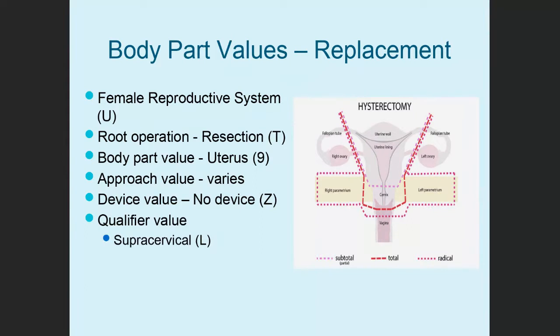So for hysterectomy procedures, the qualifier value indicates this was supracervical, only in the area above the cervix. So supracervical we have here. This is the cervix, this is the vagina, and so sometimes hysterectomy is here, sometimes it goes a little more, but in this case, the qualifier value says no, only the uterus was removed, only above the cervix.